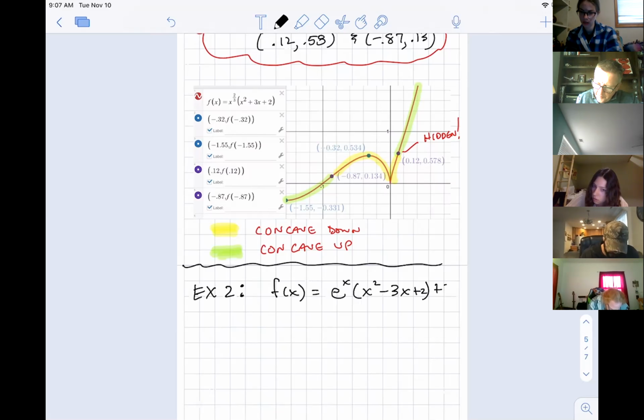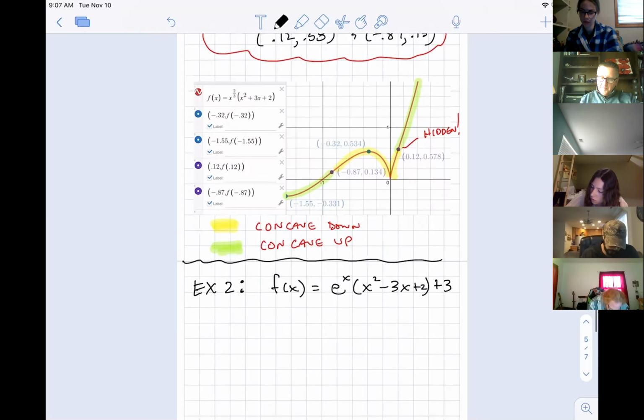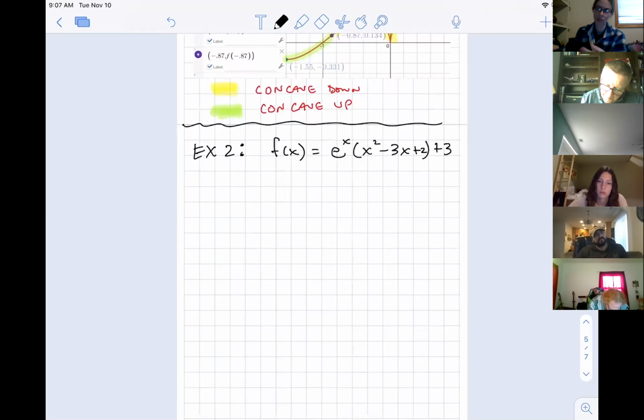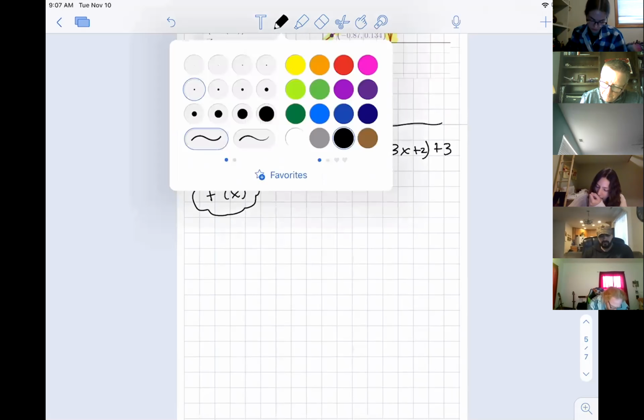I'm also going to add a +3 on the end of this, which lifts it up a little bit. And so let's just go analyze this thing again. Let's go figure out what it looks like. It's real similar to before, except the derivative of e to the x is a little different. And so again, let's start out with finding f prime of x. So this is my f prime of x work.